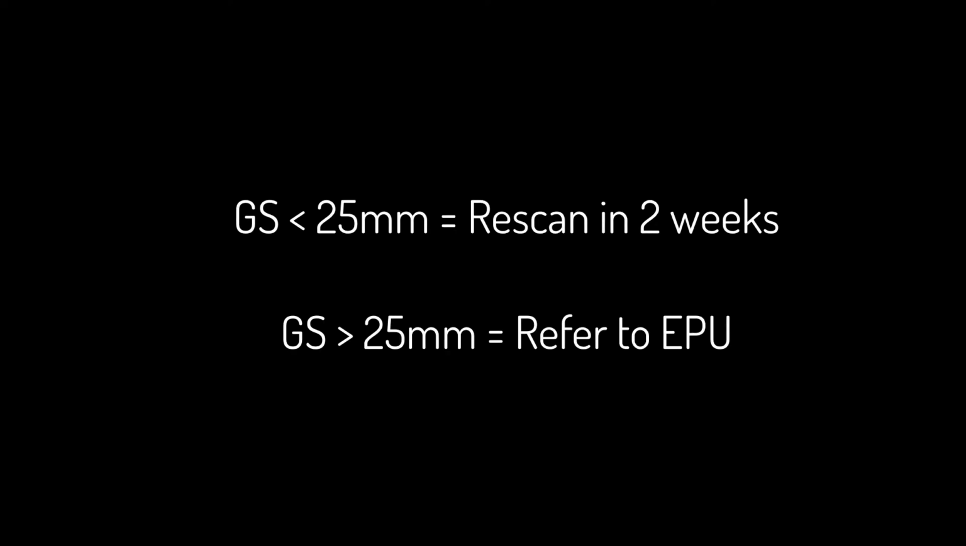If the gestation sac is less than 25 millimeters, then a rescan in 2 weeks is recommended, either at the clinic or she can see her GP. If the gestation sac is more than 25 millimeters, then a referral to the early pregnancy unit must be made.